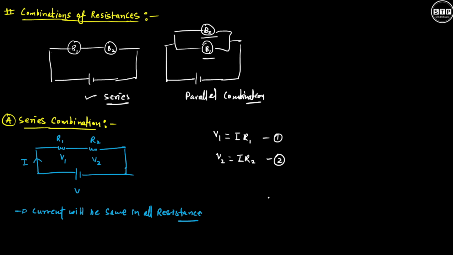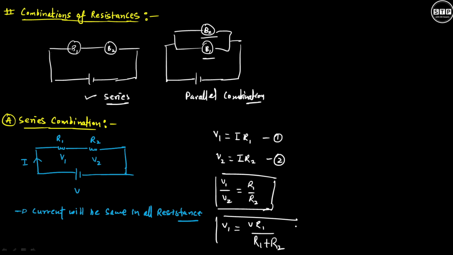Now can you tell me what is the ratio of V1 and V2? V1 divided by V2 is equal to R1 divided by R2. So this is the ratio of potential drops in series combination. In series combination, potential drop is directly proportional to the resistance. If we know the total potential is V, from there we can write V1 as V R1 divided by R1 plus R2.